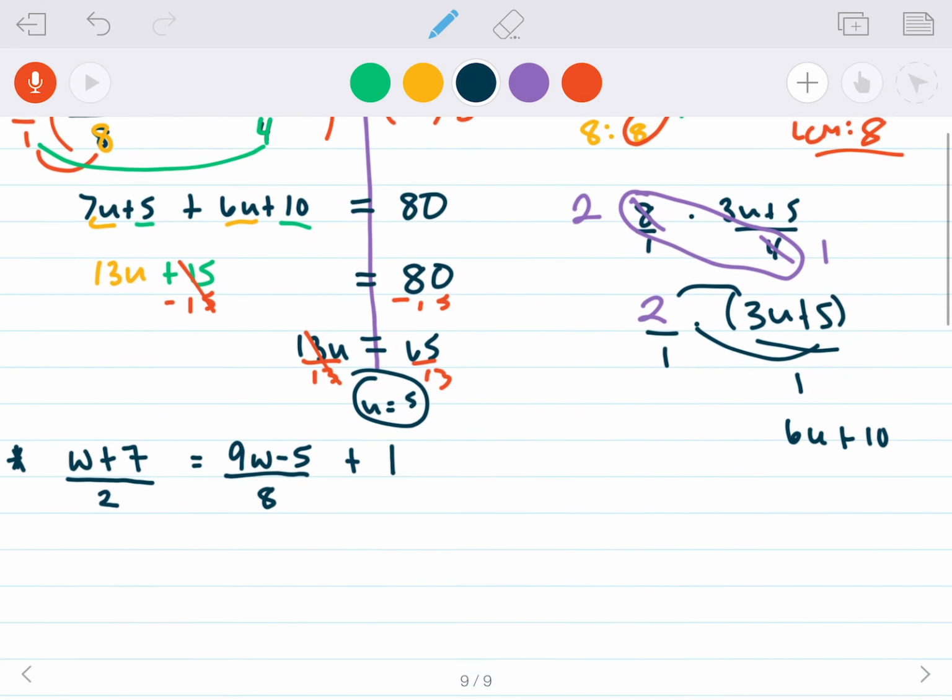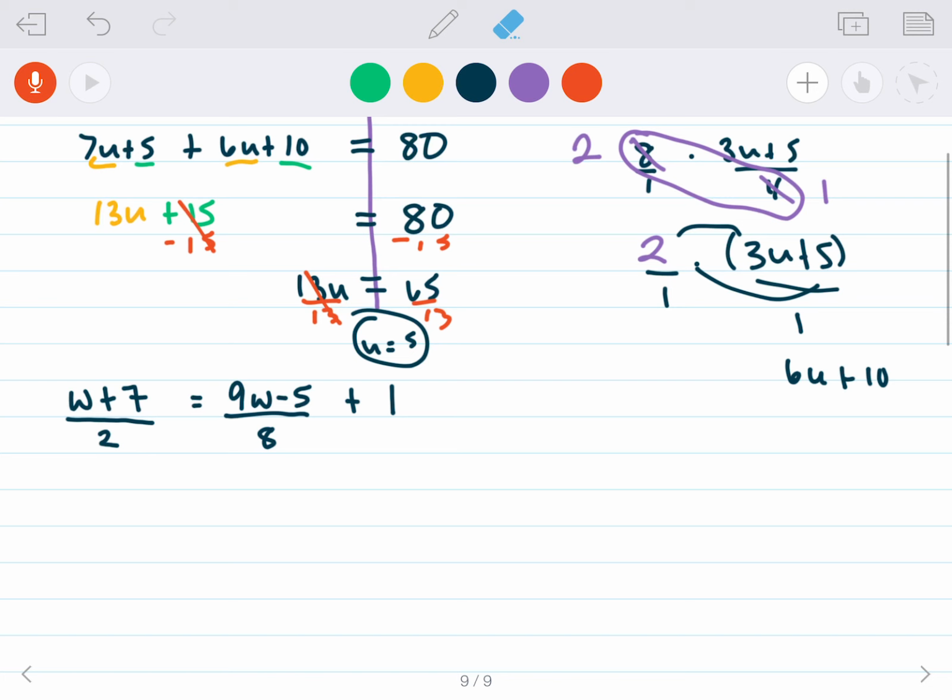Okay, let's do another one. I encourage you to pause the video and see if you can do this by yourself. So I have denominators 2 and 8. And you should check that the least common multiple between 2 and 8 is 8. Okay, I'm going to multiply both sides by 8 because it's the least common multiple.